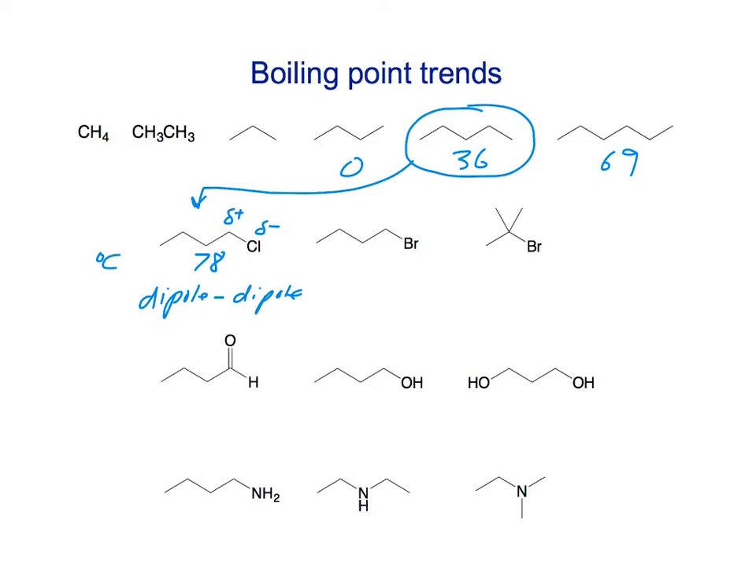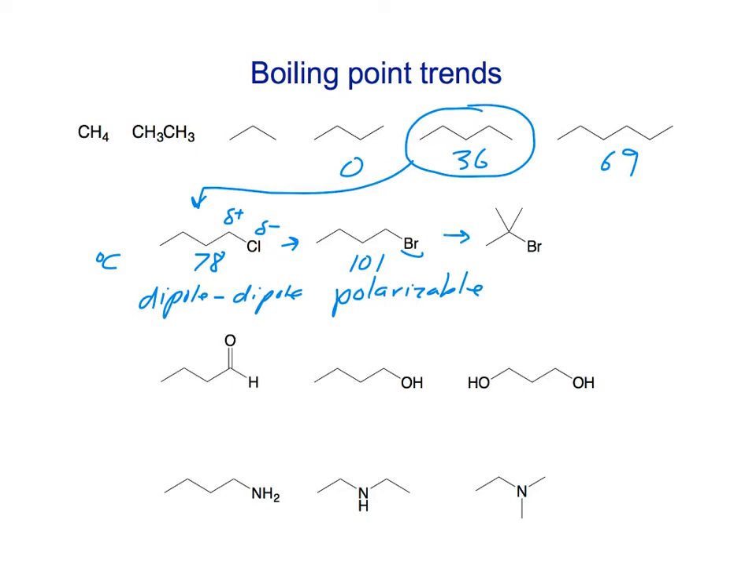What if we go from chlorobutane to bromobutane? Okay, now we have a bromine instead of chlorine. Well, bromine is one level down on the periodic table, so it's bigger, and so the bromine is more polarizable than chlorine, and that polarizability increases the van der Waals attraction. So we would again expect the boiling point to go up, and in fact the boiling point of bromobutane is 101. Okay, let's continue on.